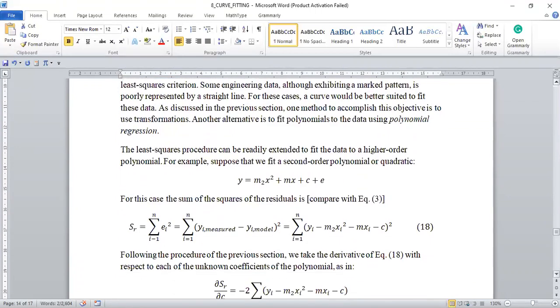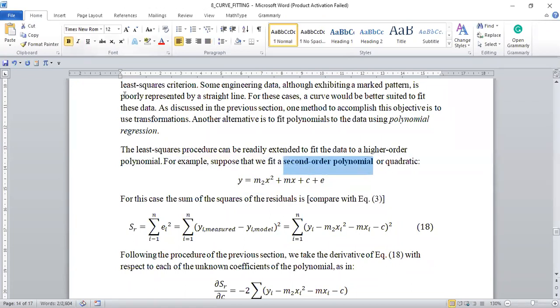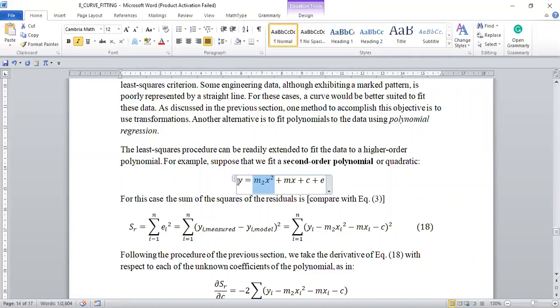In order to fit a curve, for the straight line, we're using y is equal to mx plus c. But for the polynomial, we are including another term which I've highlighted, m subscript 2 multiplied by x squared. So we are fitting a second order polynomial through the data points. So if we wanted to fit a third order polynomial, this would be the equation.